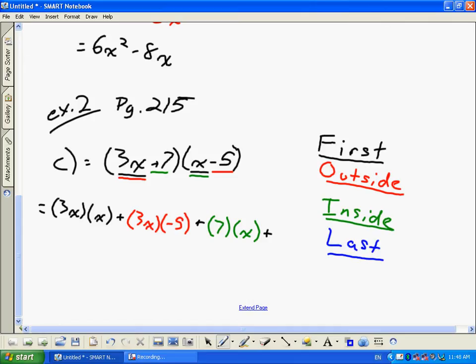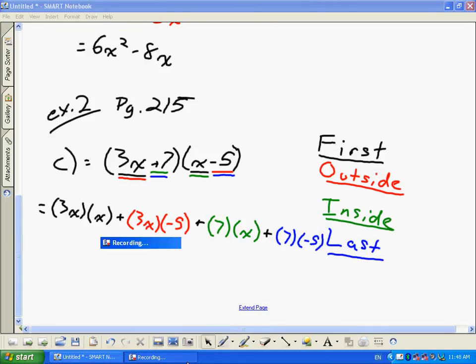last. They want us to deal with the last numbers in all of the brackets, which means I'm dealing with positive 7 and negative 5. So we have 7 and negative 5.